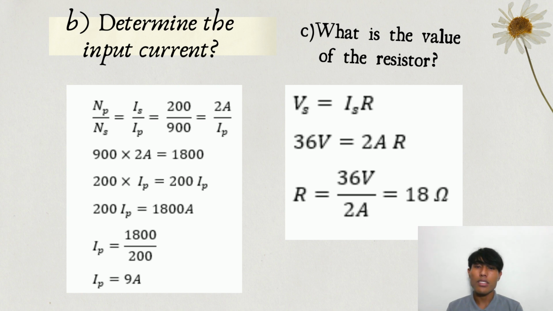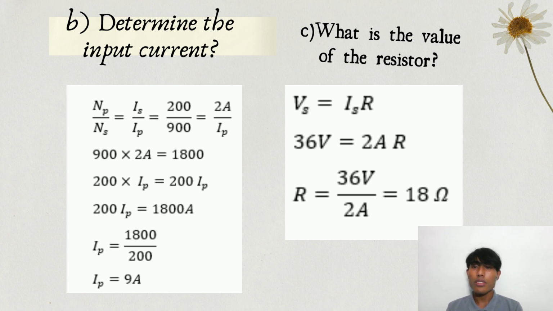For the last step, we want to know the value of current primary, so 1800 will be divided with 200. The current primary will be 9 ampere. For question C, what is the value of the resistor?